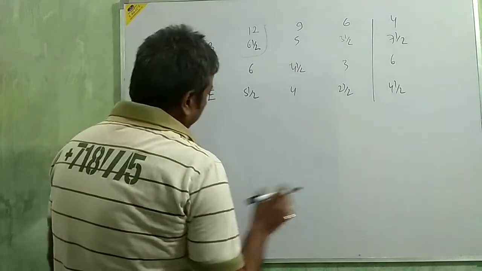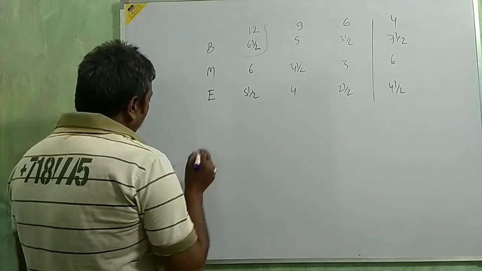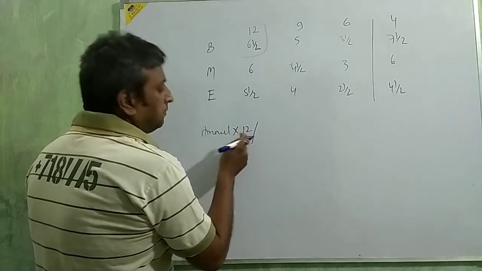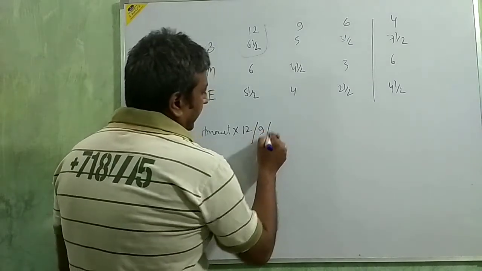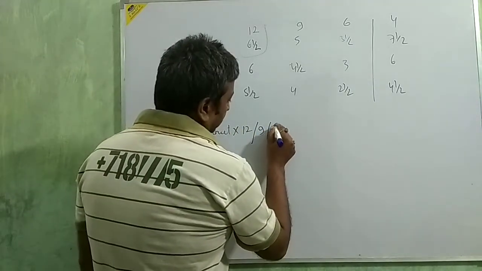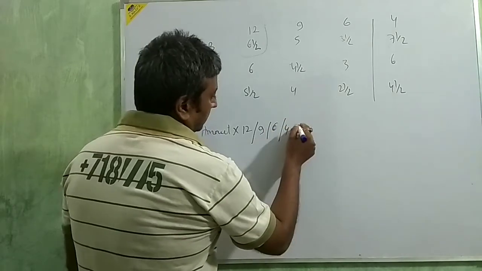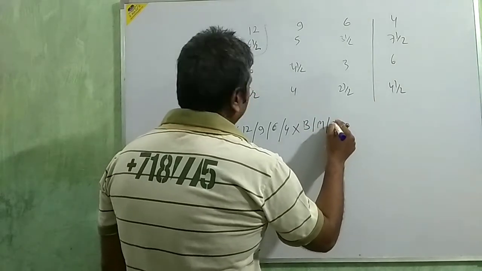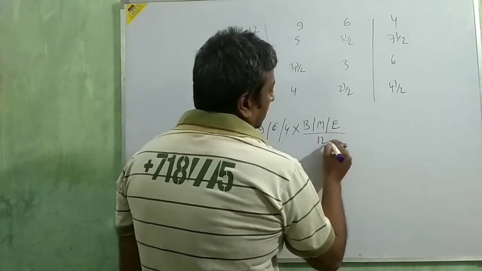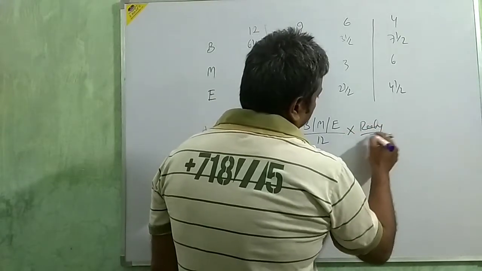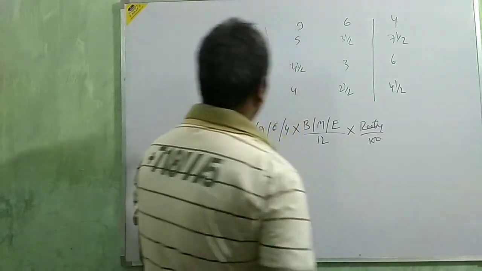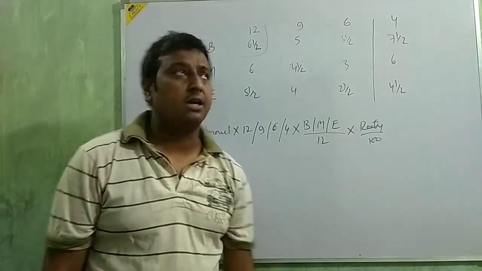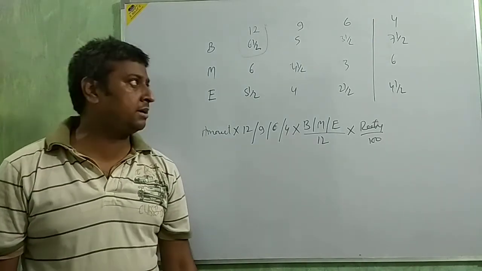Okay? And one combined formula is: amount into 12 if 12 months continuously, 9 if 9 months continuously, 6 if 6 months, 4 if 4 months, into beginning to beginning month, mid to mid month, end then end month, upon 12, into rate upon 100. Okay, beta? By this formula, we can easily calculate all the interest on drawing for 6 months, for 12 months, for 9 months, for quarter.